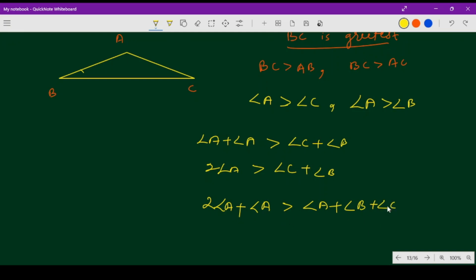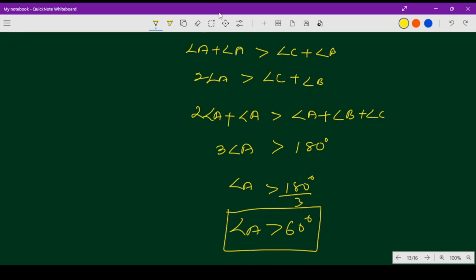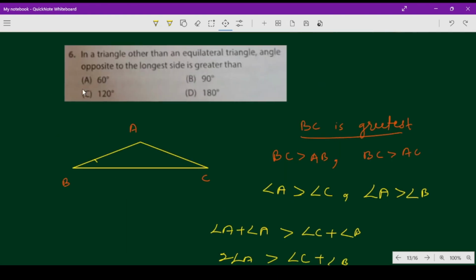So by doing this, the right side becomes the sum of all angles, so it is equal to 180. Means in place of A plus B plus C we can write 180, and this is 3 times angle A. Now if we divide both sides by 3, angle A is 180 by 3, means angle A is bigger than 60 degrees. So our answer for the question is option A.